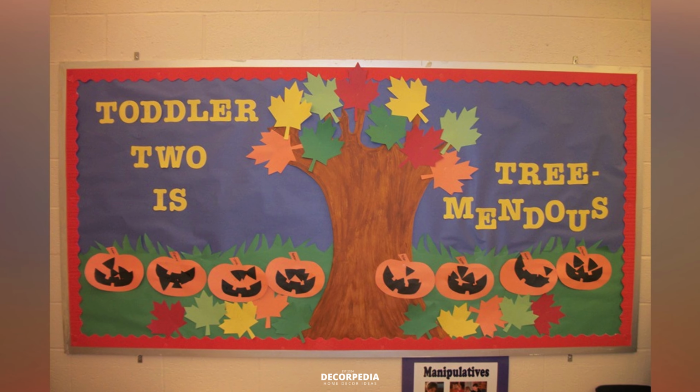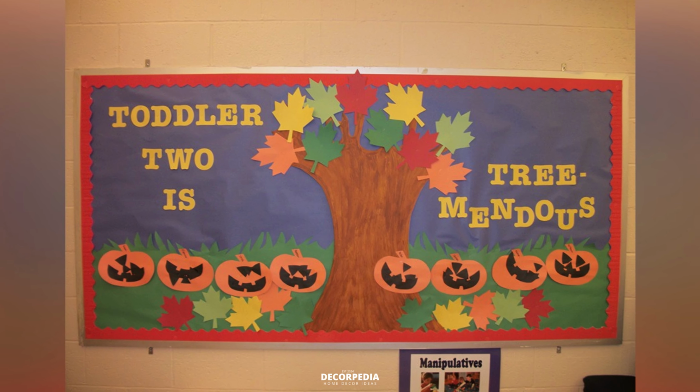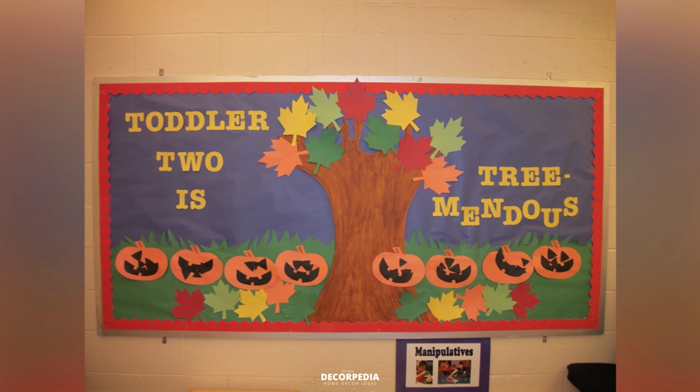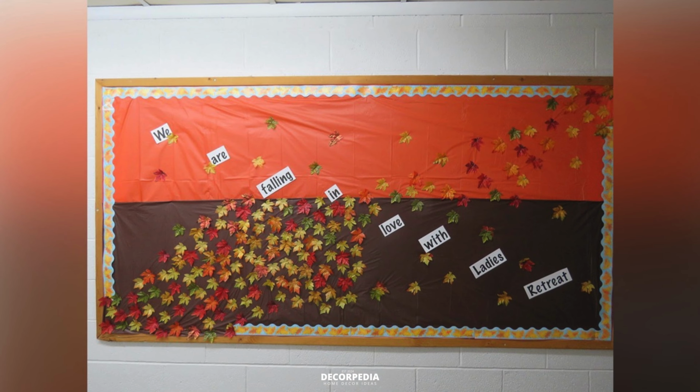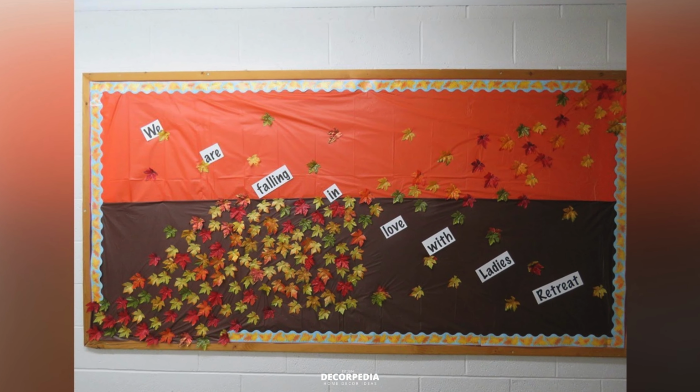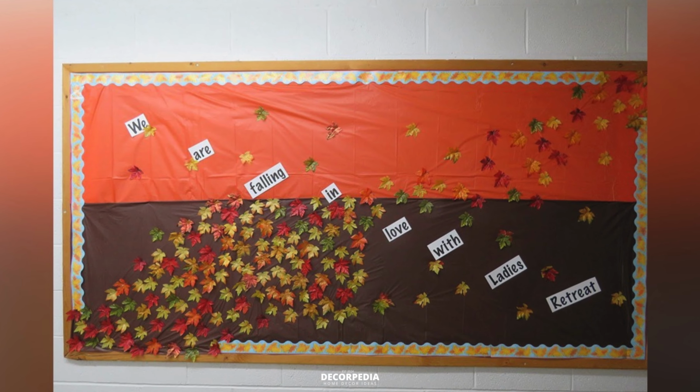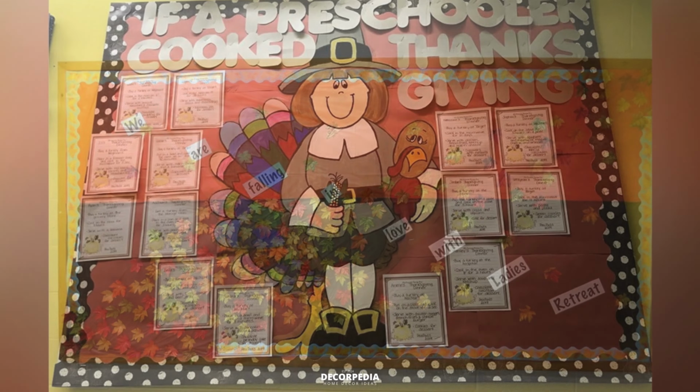Literary Fall. Highlight fall-themed books and poems on your board. Include book covers, author quotes, and excerpts from stories that are perfect for autumn reading. This encourages students or colleagues to explore seasonal literature.